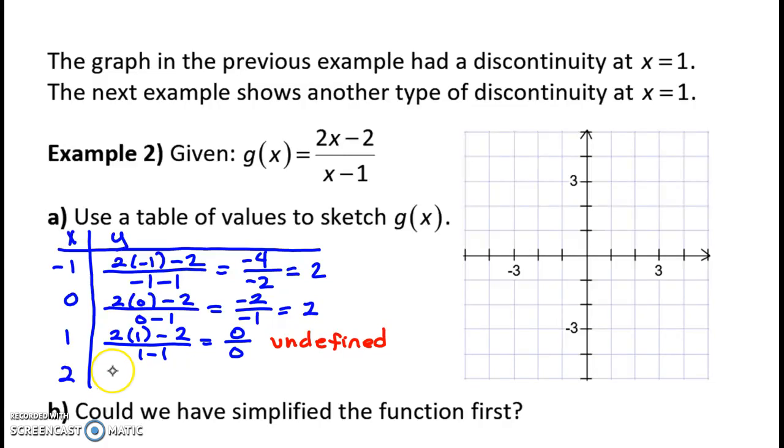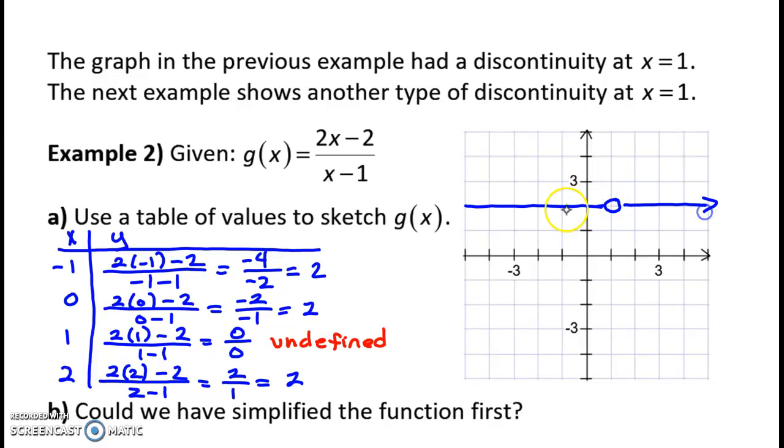When x is equal to 2, we get for a y value 2 times 2 minus 2 over 2 minus 1. That's 4 minus 2, or 2 on the top, and 1 on the bottom. That gives us a y value of 2. By now, we have a suspicion that y is always 2, with one exception, and that's when x is equal to 1. So we're going to graph a horizontal line, y equals 2, but we're going to indicate that there's a point missing, or a hole in the graph, at x equals 1.